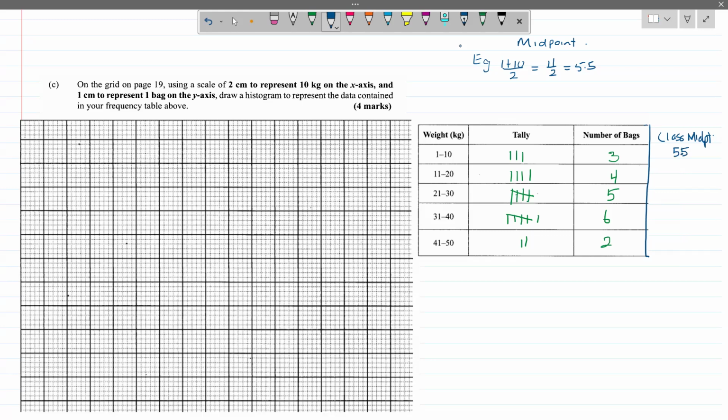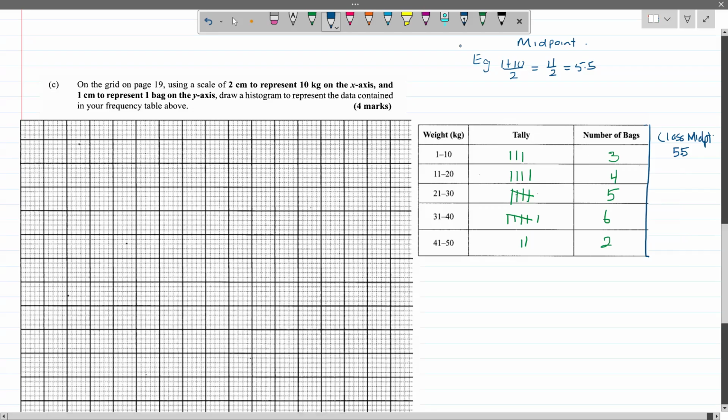11 plus 20 is going to give me 31. 31 divided by 2 is going to give me 15.5. 21 plus 30 will give me 51, so my midpoint here is going to be 25.5. 31 and 40 is going to give me 71, so that's going to give me 35.5. And 41 and 50 is going to give me 91. That's going to give me 45.5. Yeah?